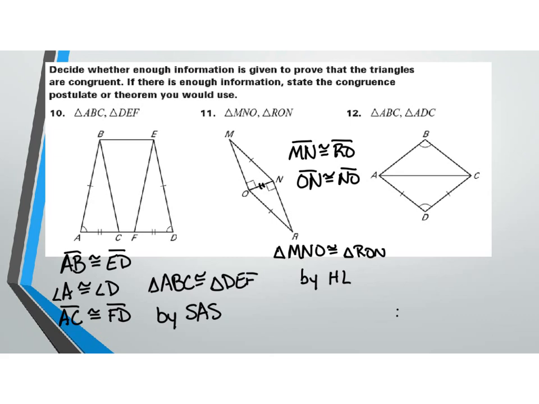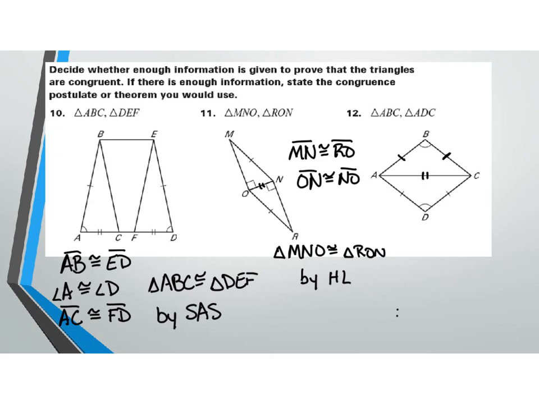Now let's look at 12. In this one, you may think that there's not enough information, but there actually is enough information to show that these two triangles are congruent. Because these two triangles are isosceles triangles, we know we can show that this is congruent to itself. And then if this angle over here is congruent to this one, and then this side right here that they have in common are the same length, then we can show that these two sides must be congruent to the other two sides. So we can say that by side, side, side, that these two triangles are congruent.